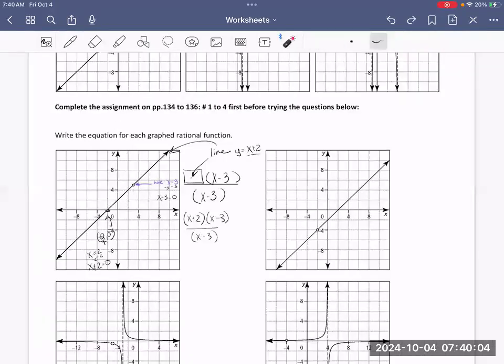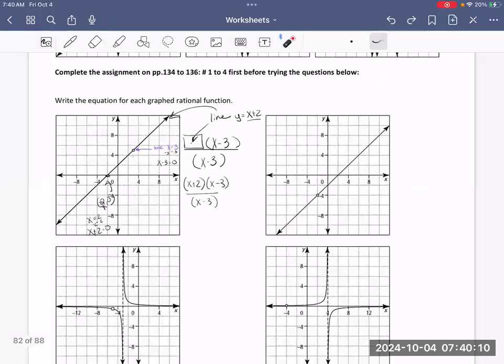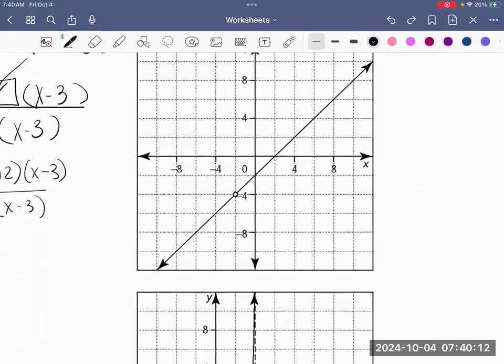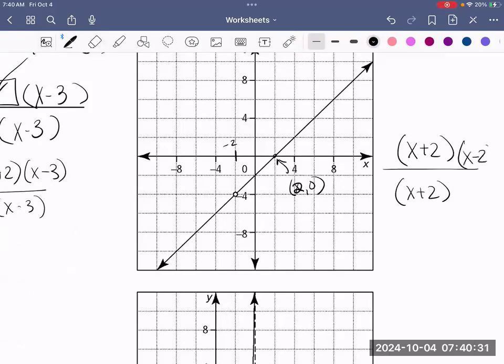See if we can try it again with this one. So again, we got -2 here. This is where your hole is. So you've got a hole at x plus 2 over x plus 2, and your x-intercept here at 2, 0. So that's really x minus 2.